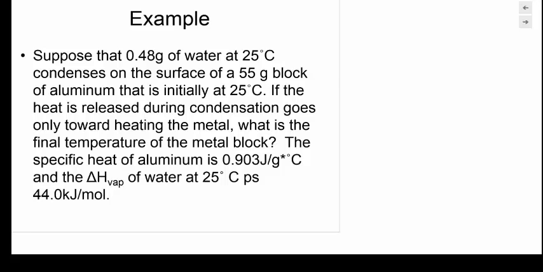Suppose that a 0.48 gram sample of water at 25 degrees C condenses on the surface of a 55 gram block of aluminum that is initially at 25 degrees C. If the heat released during condensation goes only toward heating the metal, what is the final temperature of the metal block? The specific heat of the aluminum is 0.903 joules per gram degree C, and the delta H of vaporization of water at 25 degrees C is 44 kilojoules per mole.